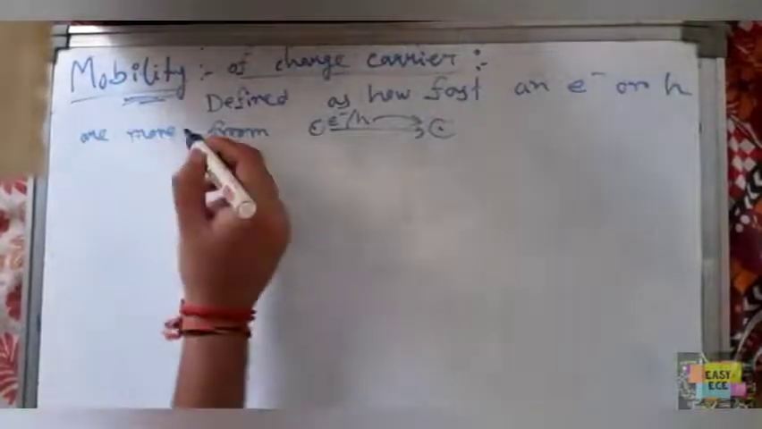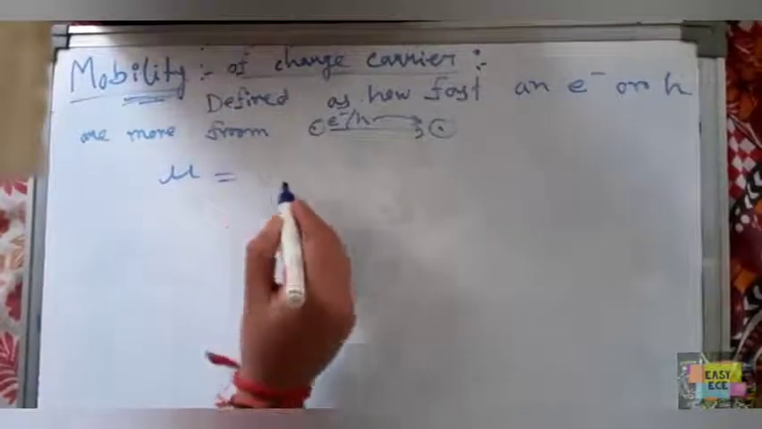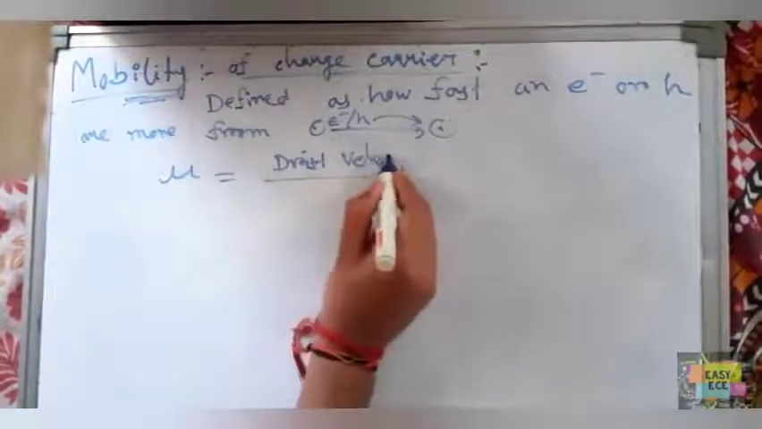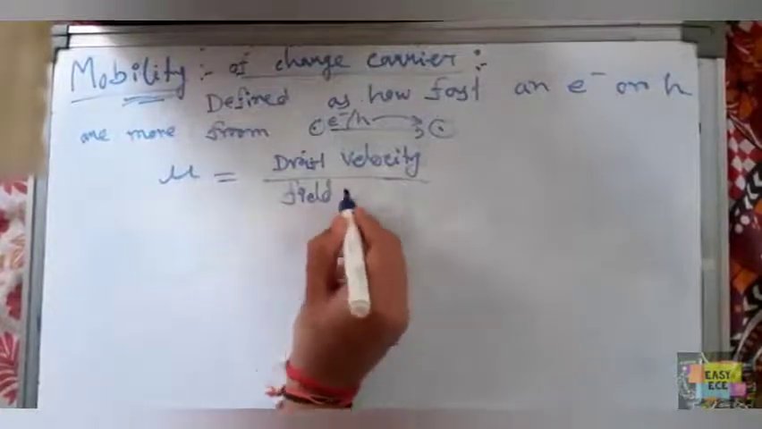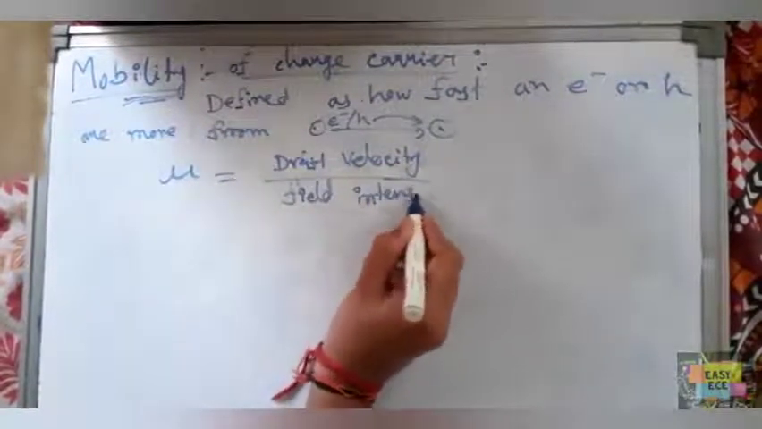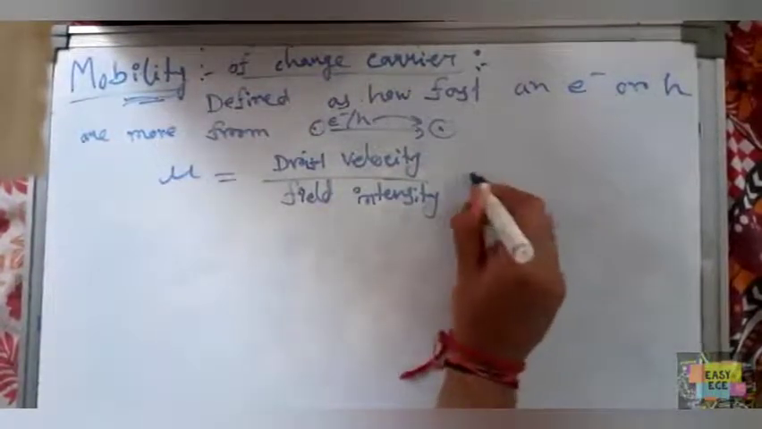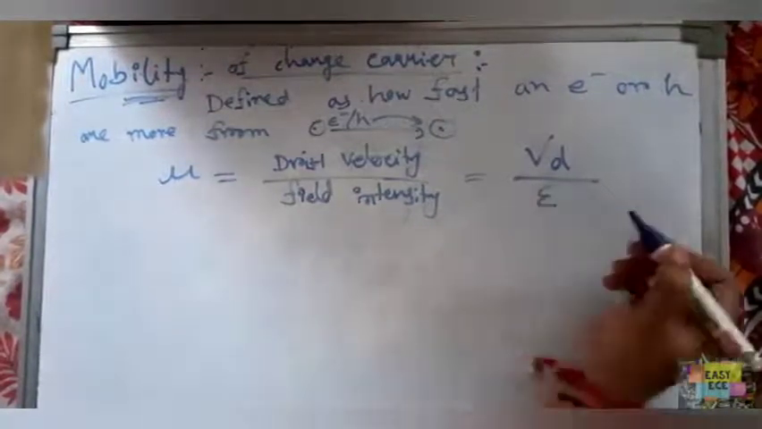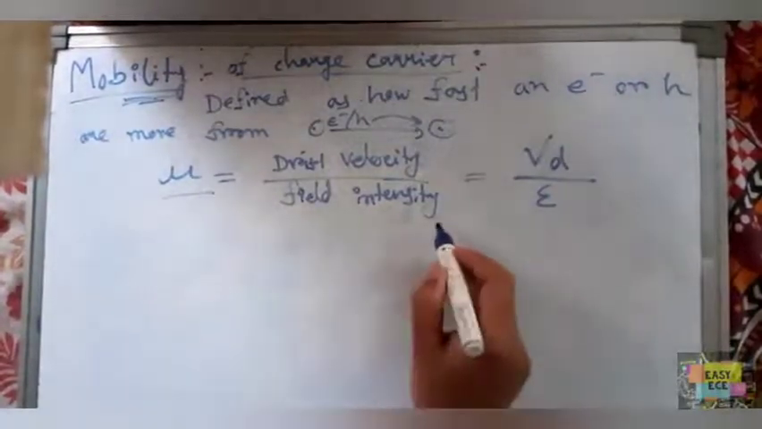Now what is the formula of mobility? That is mu equals drift velocity by field intensity. Drift velocity is denoted as Vd, and field intensity is denoted as E. So this is the formula of mobility: drift velocity divided by field intensity.